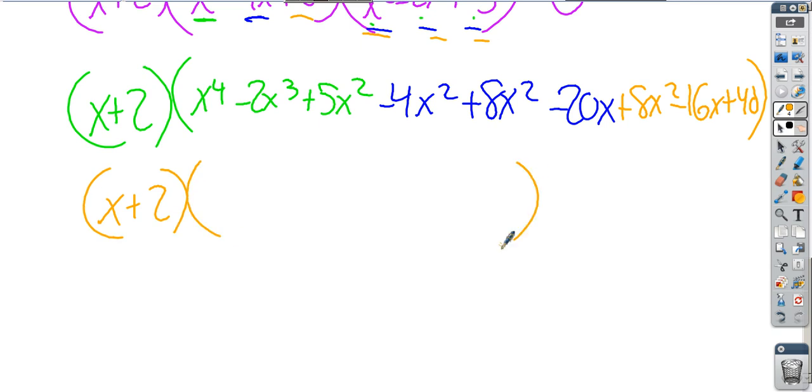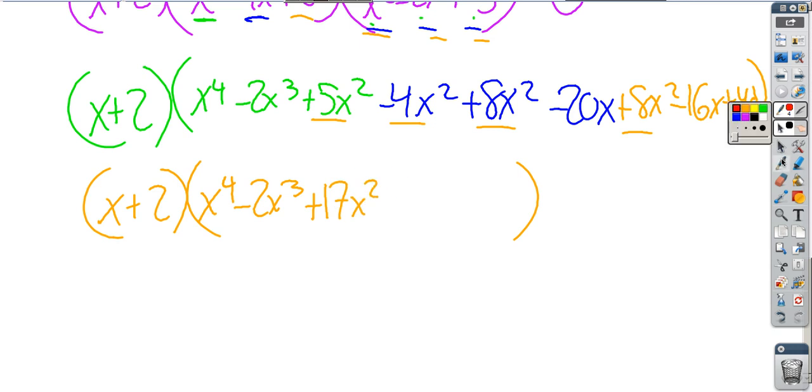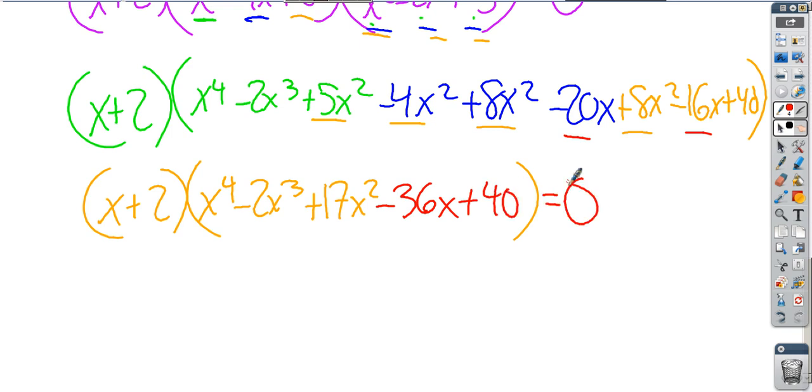So let's see if we can simplify this. So x to the 4th doesn't have a like term. Neither does minus 2x cubed. We have plus 5x squared minus 4x squared plus 8x squared plus 8x squared. If you combine all of those, you would get 17x squared. Okay, then we have the x terms. We have minus 20x minus 16x, that's minus 36x. And we still have that plus 40. And here's the very last step. Let's distribute the x to each of these things right here, and we will have our final answer.